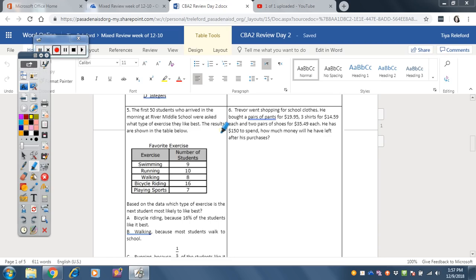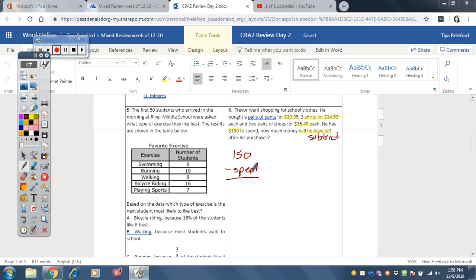Number 6 says Trevor went shopping for school clothes. He bought a pair of pants for $19.99, 3 shirts for $14.59, and 2 pairs of shoes for $35.49 each. He has $150 to spend. How much money will he have left after his purchase? This "have left" tells you have to subtract. You're going to subtract the money he has minus the money he spent.